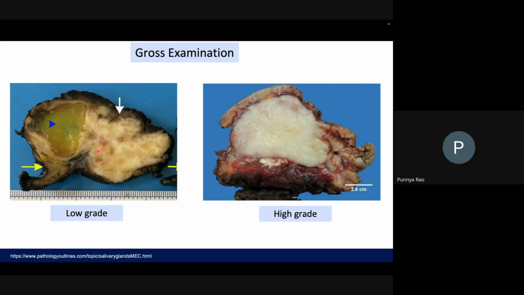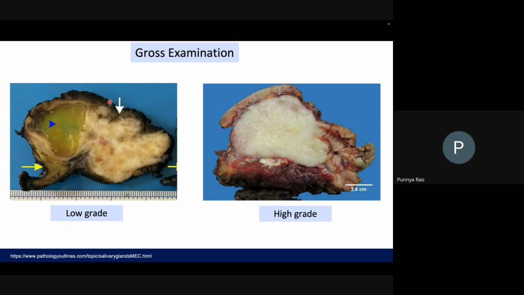Okay, so gross examination also varies depending upon whether it is low grade or high grade. It is a predominantly cystic malignancy. So it's not like adenoid cystic carcinoma where there are pseudocysts. Here there are actual cysts which can be seen even in the gross. So you have a cyst here which is filled with mucoid material. So that can be seen on a gross examination. So it's a cystic malignancy. Whereas in high grade, it is predominantly solid. It will be whitish, invading into the adjacent normal salivary gland, which you can see here.